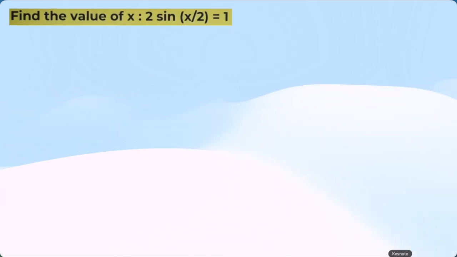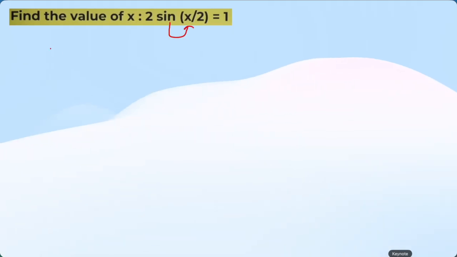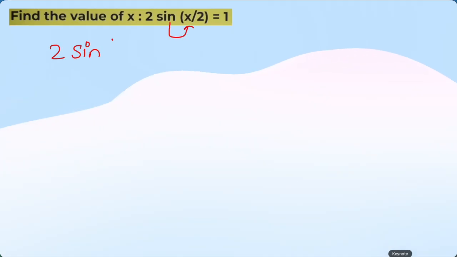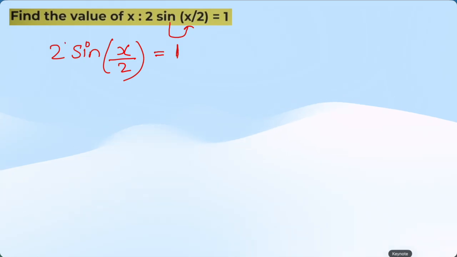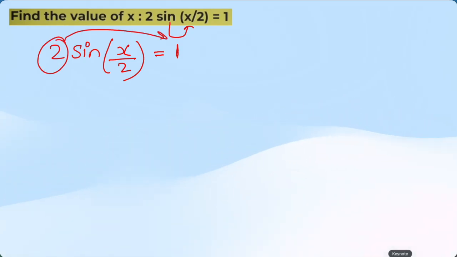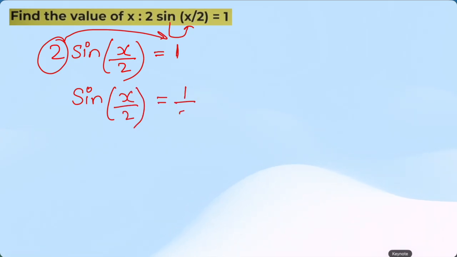Same type. But this time the angle is x by 2, right? So this is 2 sine, and for this whole angle x by 2 I am taking the sine, equals to 1. We can shift this 2 to the other side. It will come to the division. So sine x by 2 equals to 1 by 2.